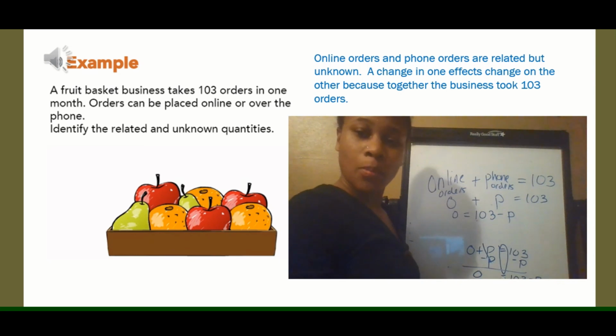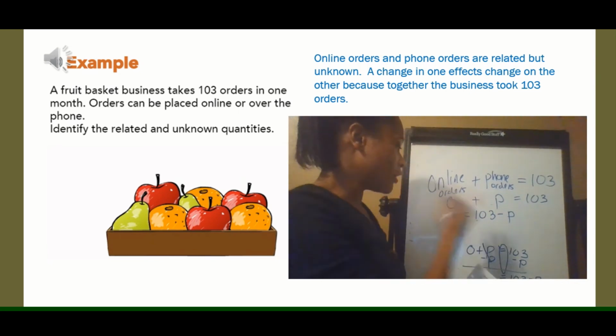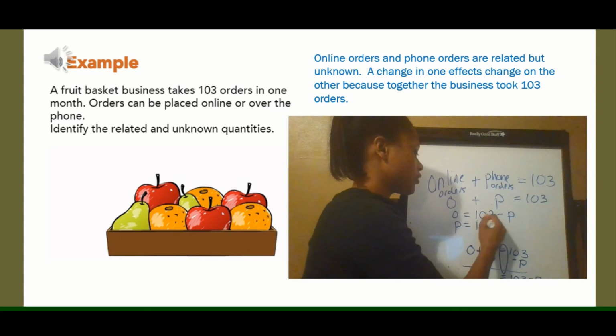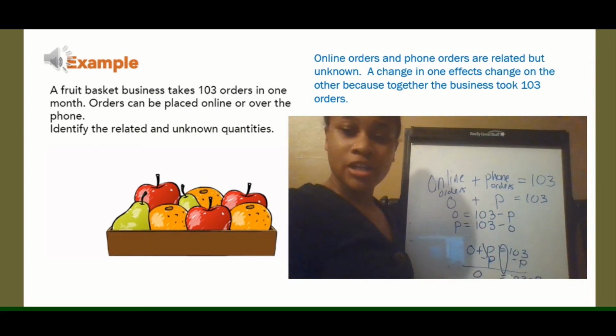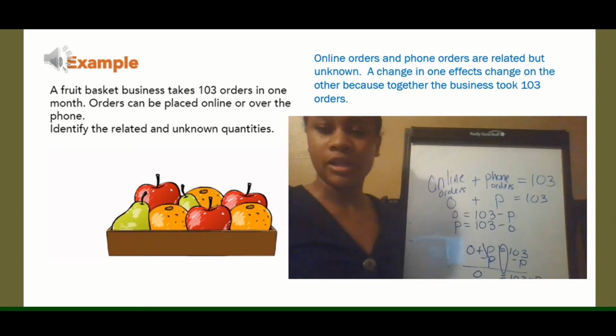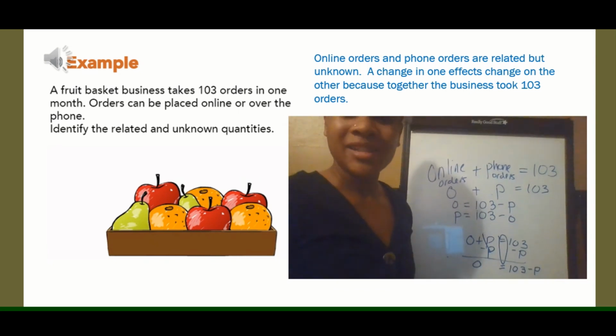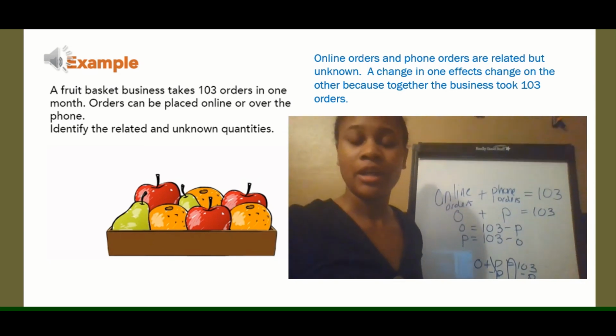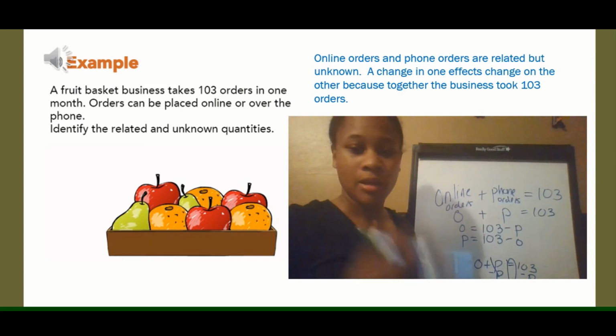So it's basically the part to whole relationship that we've kind of been talking about already. Another way you can have the phone orders is equivalent to 103 minus the online orders, because the change in one is going to affect change in the other. So if one of these changes, the other one is going to change as well, but together they must add up to 103 and 103 only.